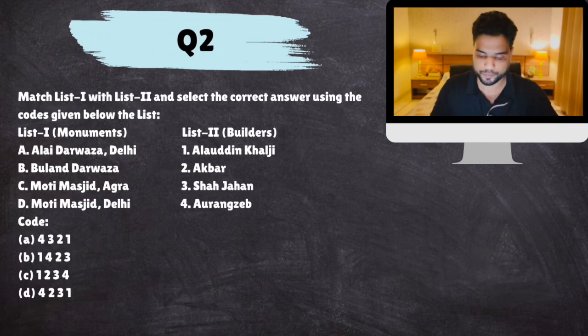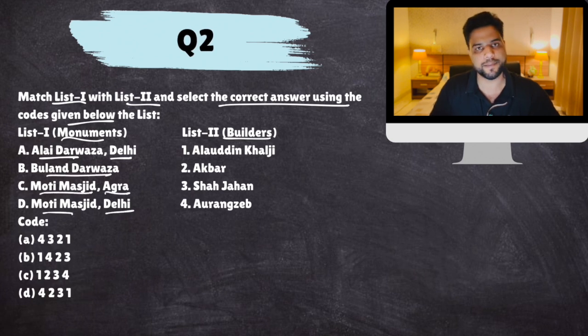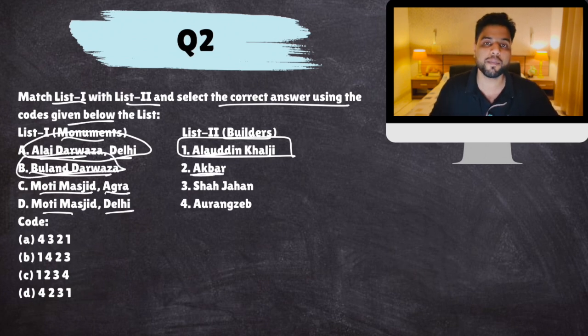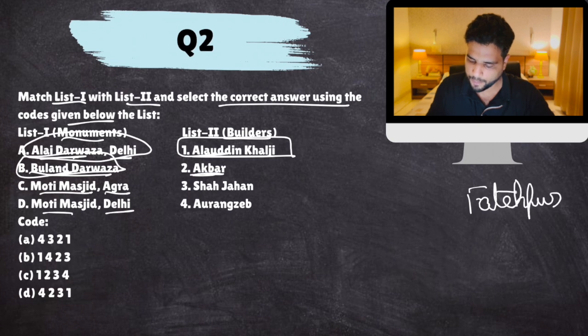Question 2. Match list 1 and list 2 and select the correct answer using the codes given below. List 1 contains the monuments and list 2 contains the names of the kings who commissioned them. Alai Darwaza of Delhi was constructed during the Delhi Sultanate period by Alauddin Khalji. Buland Darwaza, we all know, was constructed by Akbar in Fatehpur Sikri to commemorate his victory in Gujarat.